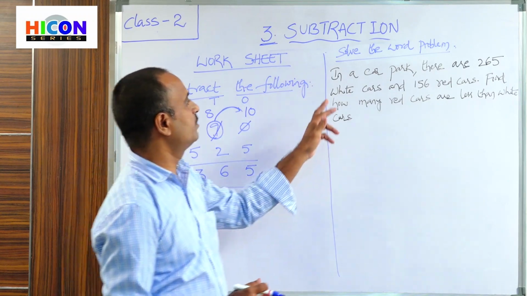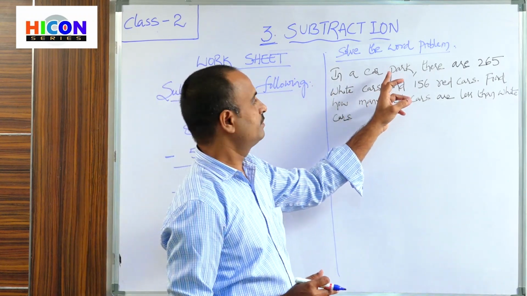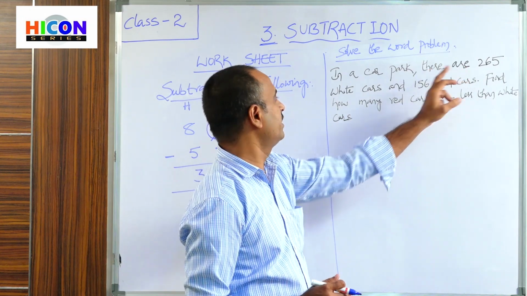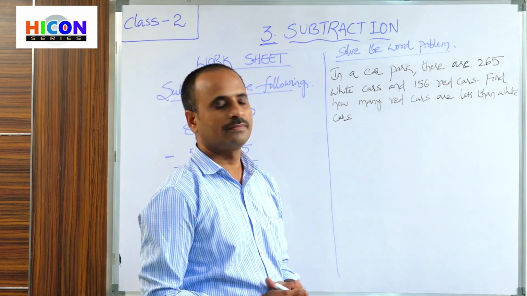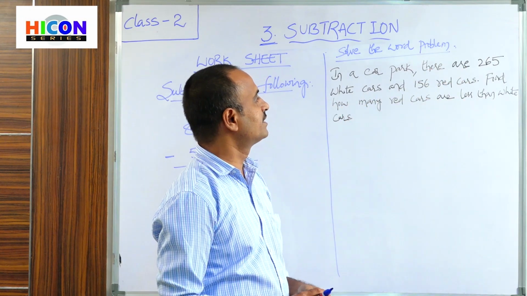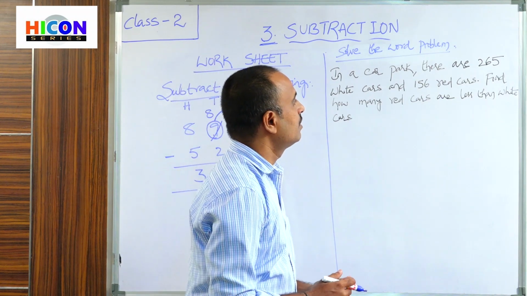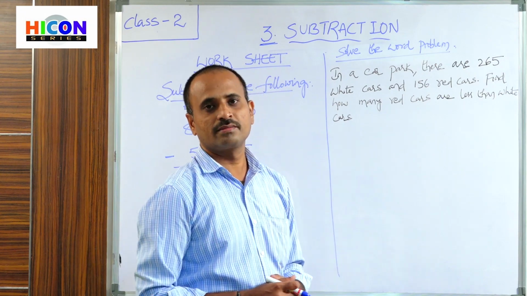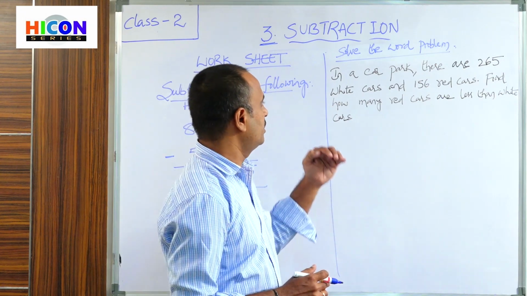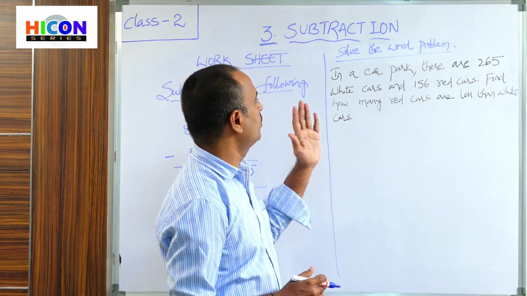So read the word problem. In a car park, there are 265 white cars and 156 red cars. Find how many red cars are less than white cars. So children, understand the problem first and read the problem once again.